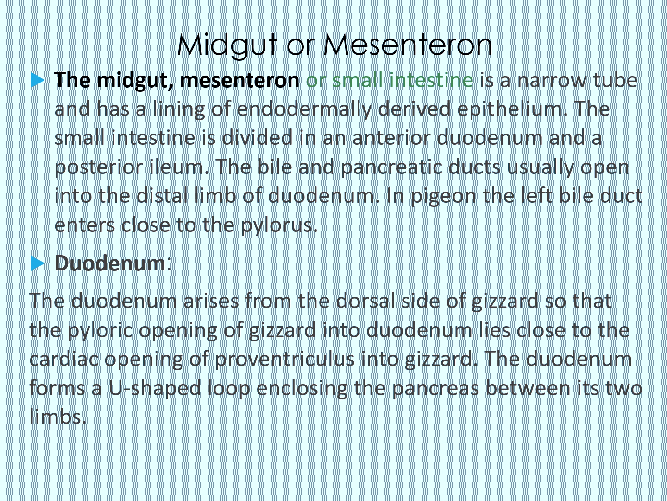The duodenum arises from the dorsal side of the gizzard, so that the pyloric opening of the gizzard into the duodenum lies close to the cardiac opening of the proventriculus into the gizzard. The duodenum forms a U-shaped loop enclosing the pancreas between its two limbs.